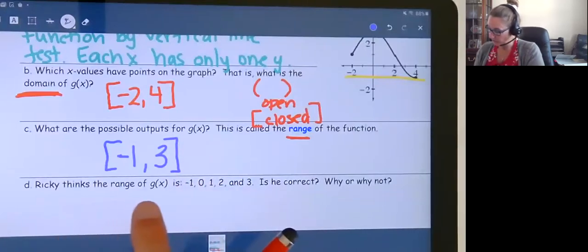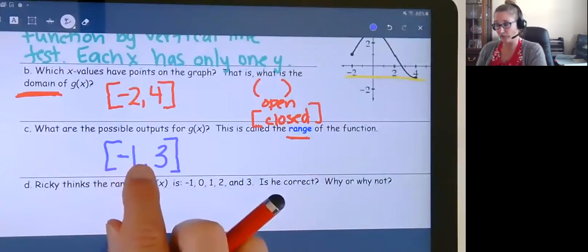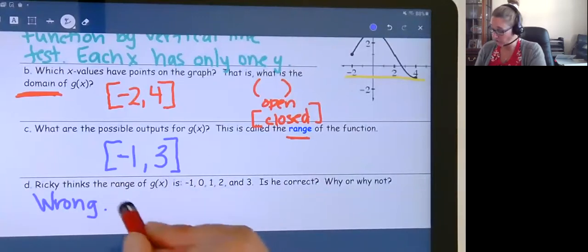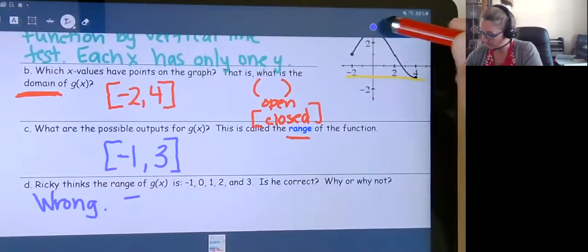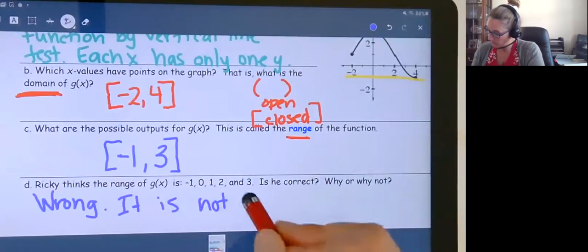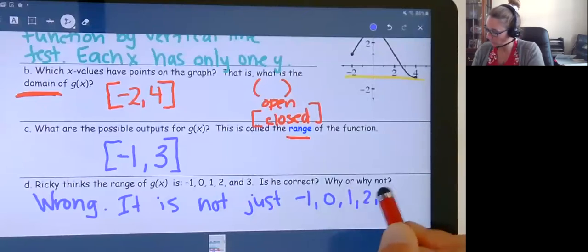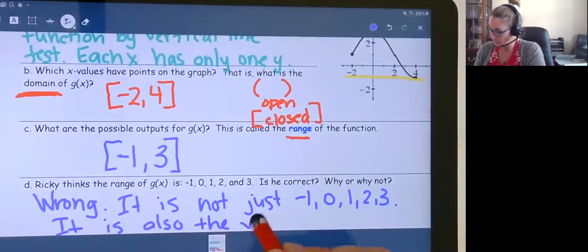Then it says Rookie thinks that the range of g of x is -1, 0, 1, 2, 3. Well, looking at this, yeah, -1, 0, 1, 2, 3. Is he correct or incorrect? He is wrong. The reason is it is not just -1, 0, 1, 2, 3. It is also the values in between.